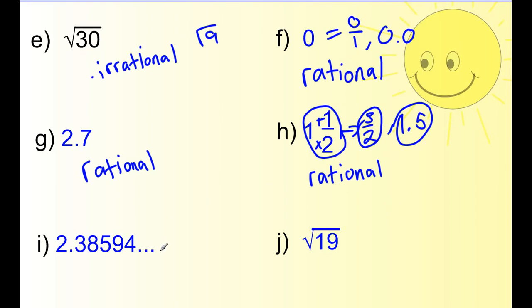Letter I. As far as we can tell, this number doesn't seem to stop. That's what the dot dot dot means. It means it keeps going. And it doesn't have a repeating pattern that we can see. So as far as we can tell, this number is irrational.